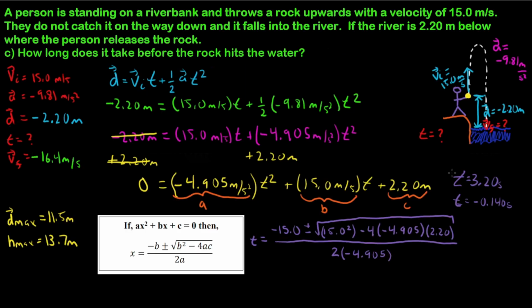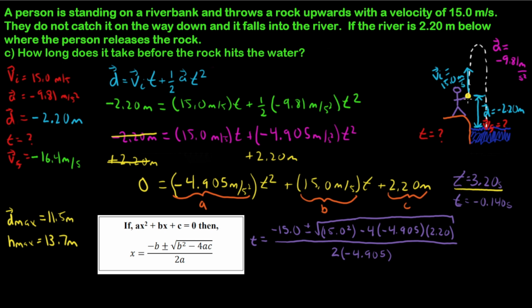We know there can't be two different times. There can only be one answer for this question, so the logical answer is the positive time, because negative time doesn't make sense. However, for those of you that are mathematically inclined, I'll explain where this negative root comes from.